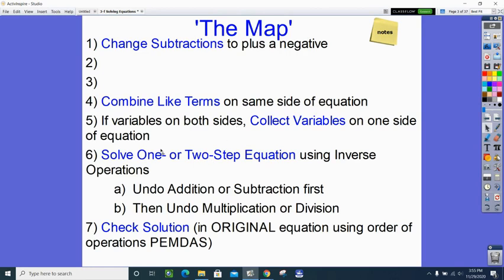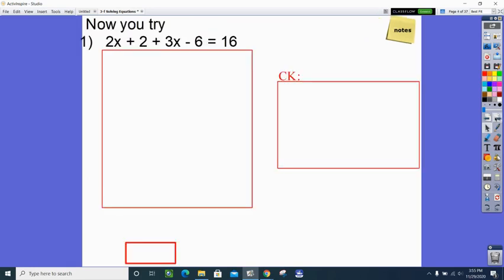And then we'll end up with either a 1 or a 2-step equation, which we did many videos ago. And we're going to undo the adding and subtracting, then the multiplying or dividing. And then we're finally going to check our solution, and we're always going to check it in the original problem. And we use our order of operations inside of that check. So here is one for you to try.